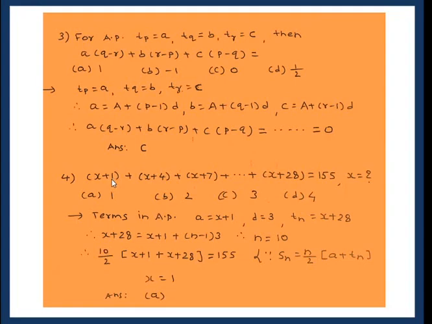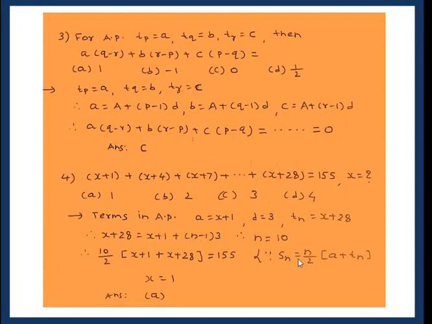The next one, x plus 1, x plus 4, x plus 7 up to x plus 28 is given to be 155. So what is the value of x? Note that the given terms are in arithmetic progression. The first term is x plus 1. What is the common difference? x plus 4 minus x plus 1, that is 3. Now the first thing is we have to find how many terms are there in all, that is small n. Here I have used the formula for Tn equal to a plus n minus 1 into d. Substitute the values to get n equal to 10.